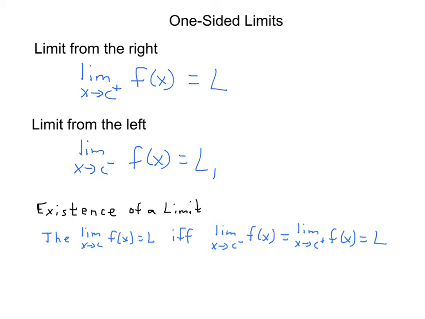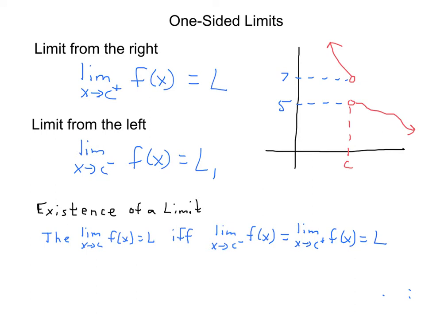Think of it this way. Basically, in order for the limit to exist, if you trace the graph with your fingers from the left and from the right, they should come together at c. If they don't come together at c, the limit doesn't exist.